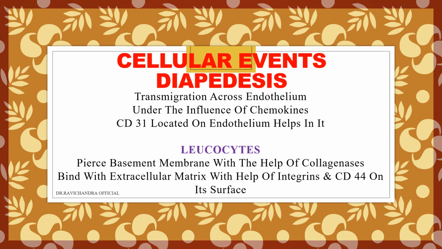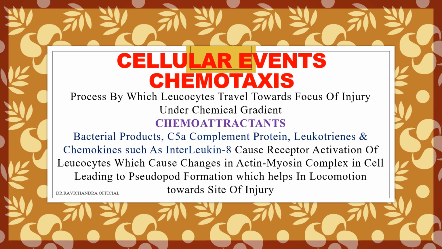Transmigration across the endothelium under the influence of chemokines is diapedesis. CD31, PCAM1, located on the endothelium will help in this diapedesis. Leukocytes will pierce the basement membrane with the help of collagenases and bind with the extracellular matrix with the help of the integrins and CD44 on its surface.